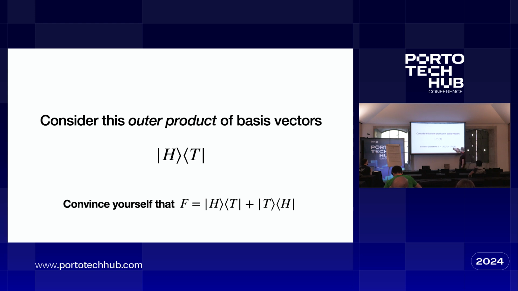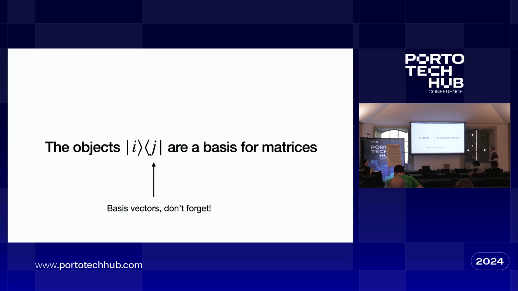The important thing is I know what happens when I hit a tails ket with this guy, right? This is 0, and that term vanishes, okay? So the collection of all these objects, which are outer products of basis vectors, are a basis for the space of matrices. Okay? Why do I care?